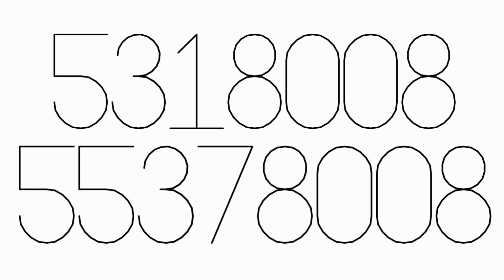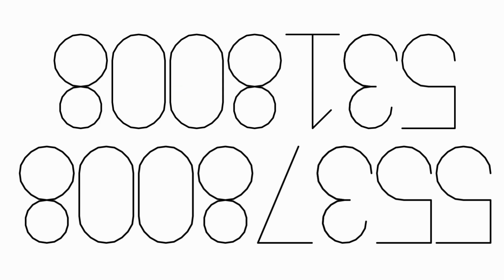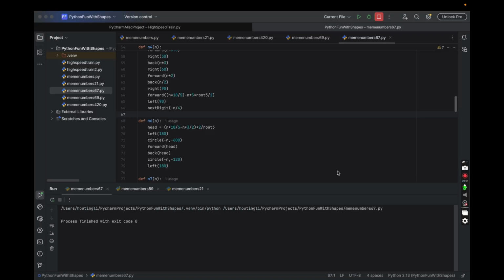Impressive. A notable variation of Leet is upside down Leet, where the characters are flipped upside down. For example, 531-8008 and 5537-8008 translate to boobies and boobless respectively, both referring to the breasts of women. The two numbers that we have yet to define that will be necessary to draw these two numbers will be 5 and 8.